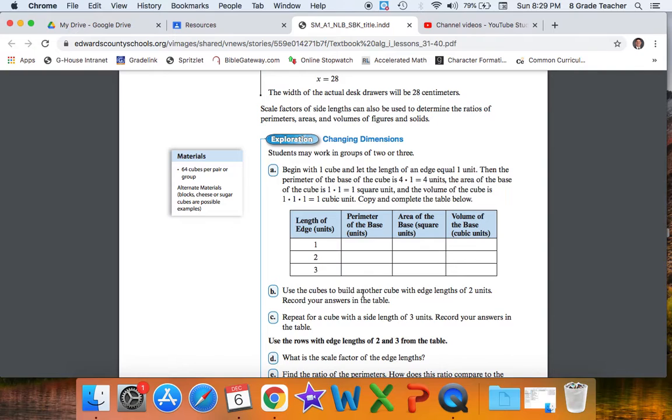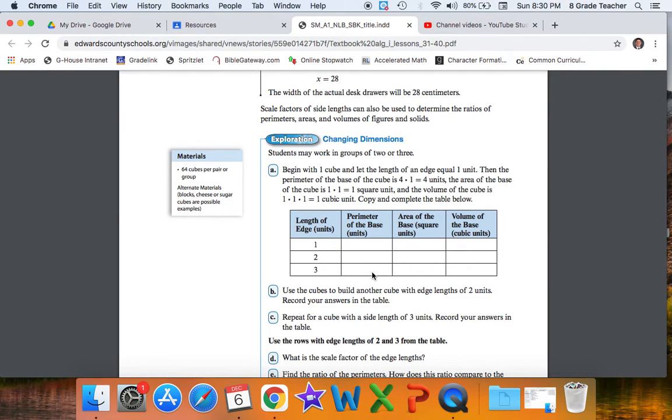For letter B, it says use the cubes to build another cube with the edge length of 2 units. So if you've got a cube, a square, that has 2 units by 2 units, you're going to think about how this perimeter is going to be a little bit different. You're going to have 2 by 2 by 2 by 2, so it's going to be 8 here. The area then would be 2 times 2, which is 4, and the volume, which would be 2 times 2 times 2, which would be 8. You'll notice that it's increasing as it goes from area to volume.